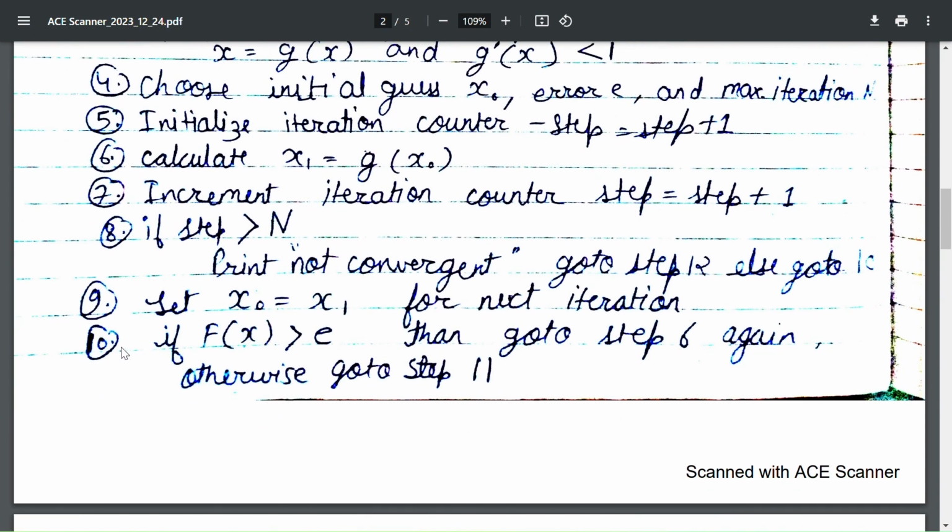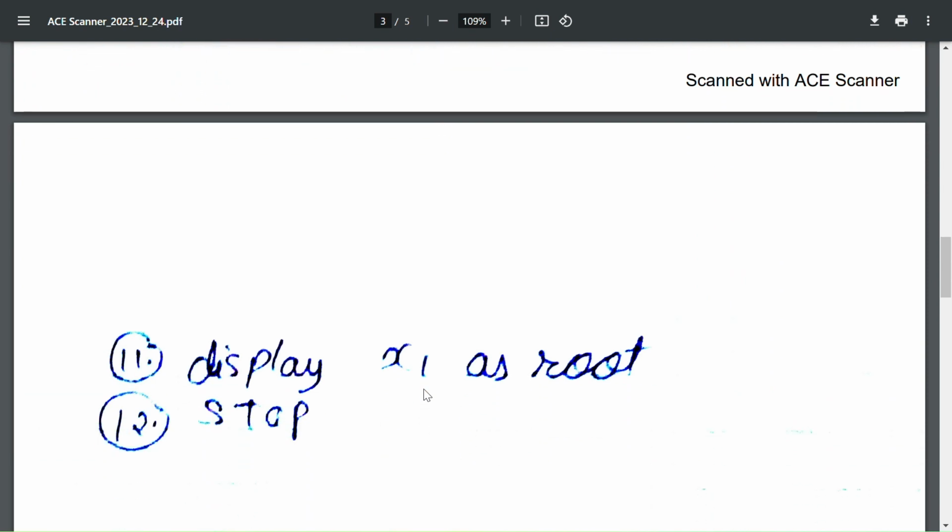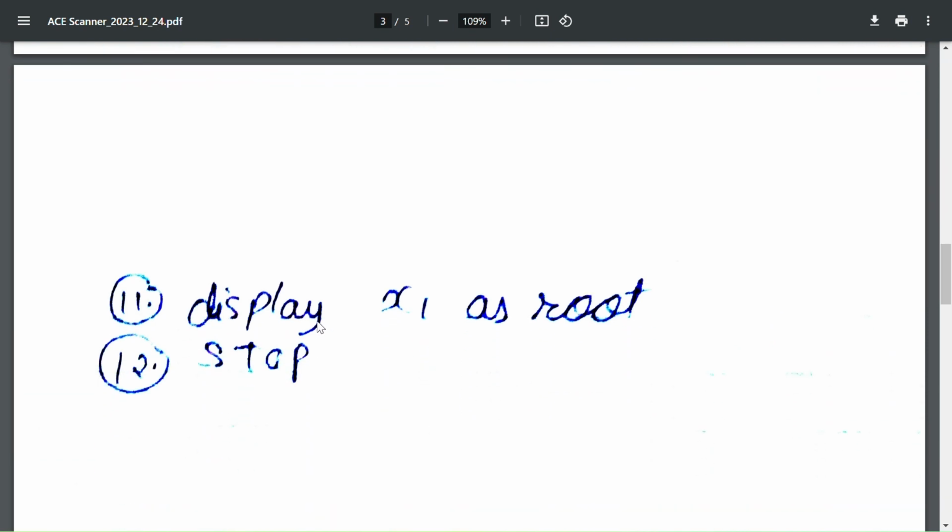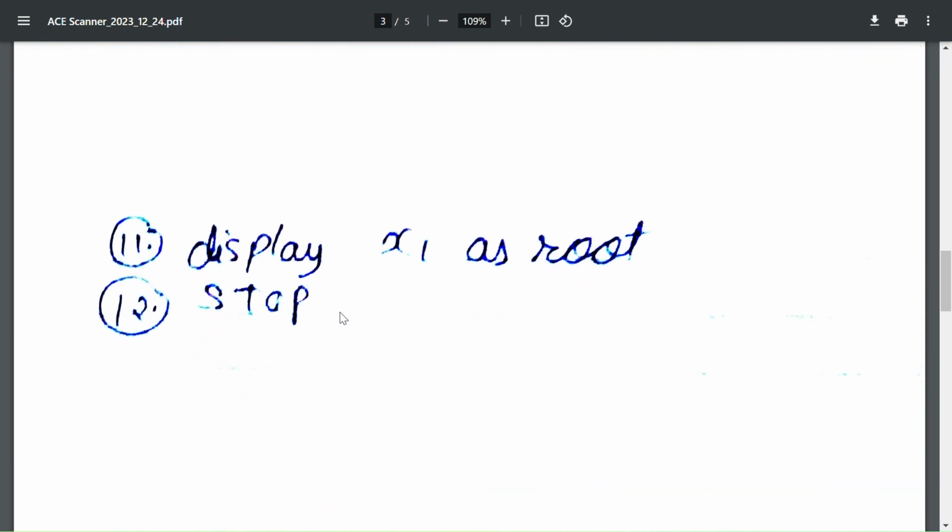Then in 10th step, we will check condition. If function f of x is greater than e, where e is error, then if it is true, then we will move to step number 6 again, and if it is false, then we will move to step number 11. Now step number 11 is display x1 as a root, and the 12th and the last step is stop.